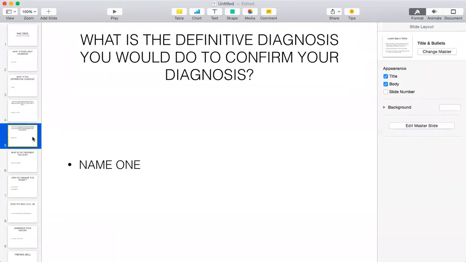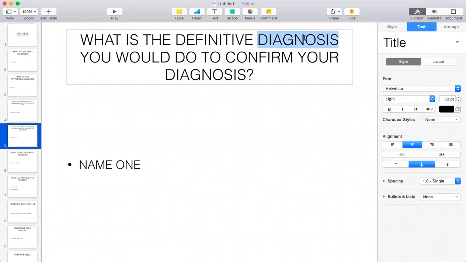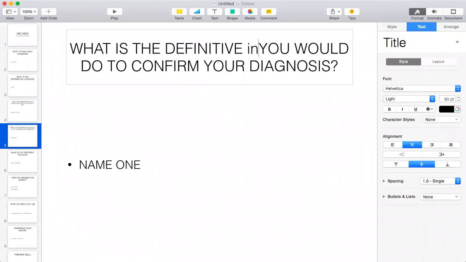Now, moving on to the next one, the other thing they can ask is, what is the definitive diagnosis? What is the definitive investigation you would like to do?